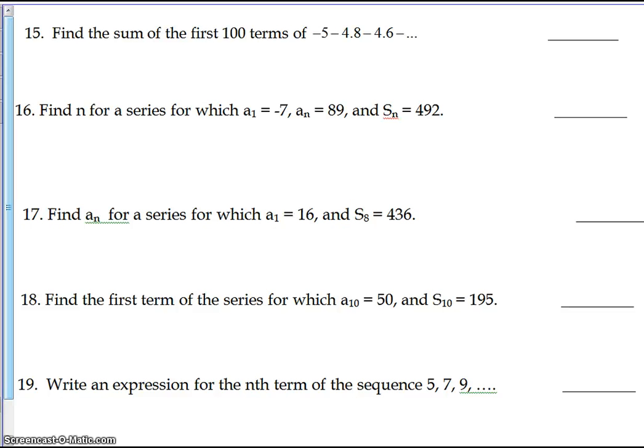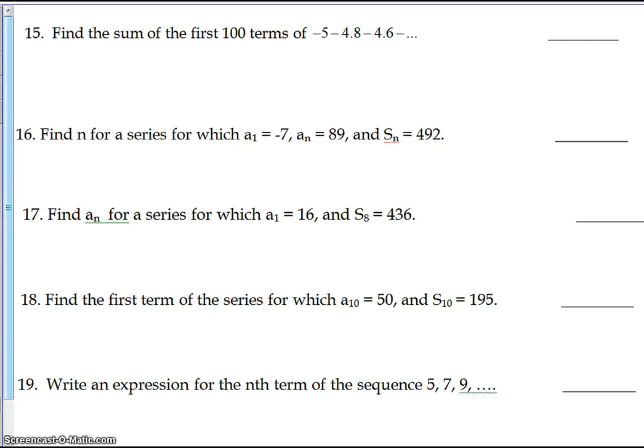I want to look through a series where we have a sum. Like, let's look at 15. Find the sum of the first 100 terms of this. Well, what I'm going to have to do first with 15 is find the 100th term, that last term. So I have to take the first term, and then I have my d, and then I have to go 100 minus 1. So I have to figure out my d. To figure out my d, I take the second term minus the first term. And so really what I get here is it comes out with 0.2.